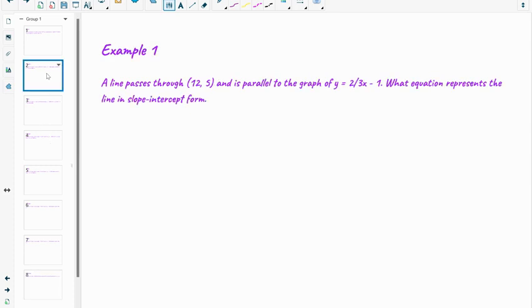We have a line that passes through (12, 5) and is parallel to the graph y equals 2/3 x minus 1. What equation represents the line in point slope form? So the first thing we're going to need is our point slope form.